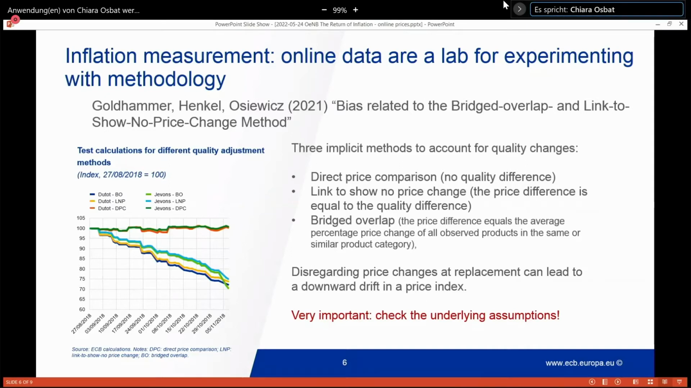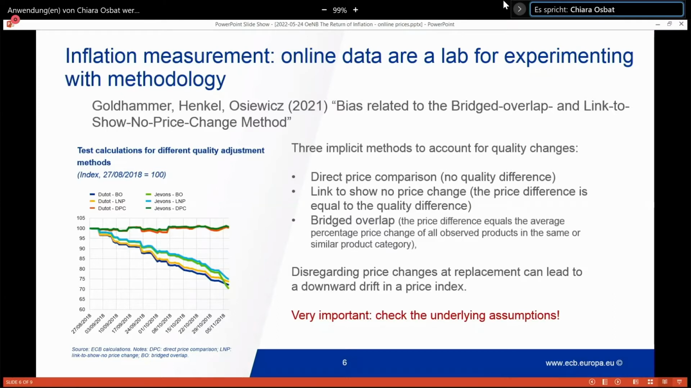So one thing we did was related to inflation measurement, and we used proof of concept data, some kind of manually scraped data that we had to experiment with methodology. And this is work by my colleagues Bernhard Goldhammer, Lukas Henkel, and Goshka Ozhevich in 2021, which is a paper entitled Representation, Bias Related to the Bridged Overlap and Linked to Show No Price Change Method.